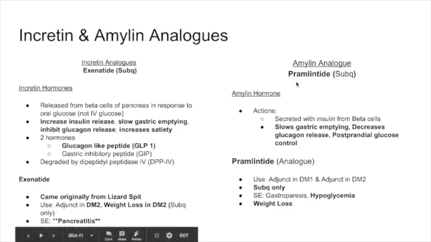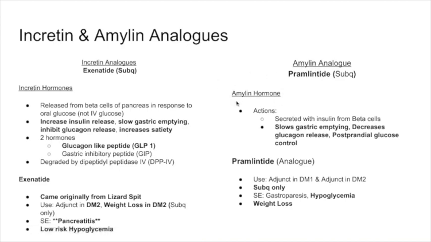Next medication that we're going to talk about is pramlintide. Pramlintide is an amylin analog. So let's talk a little bit about amylin. So we talked about the incretins. Amylin is a similar hormone. It's secreted with insulin from the beta cells. So remember, incretin is not really secreted with insulin. It's secreted in response to oral glucose, but amylin is secreted with insulin. But it has similar actions.